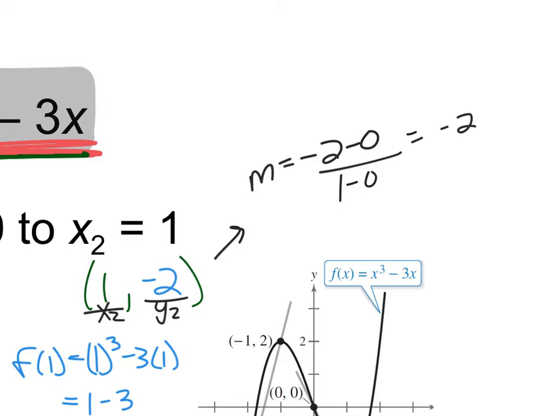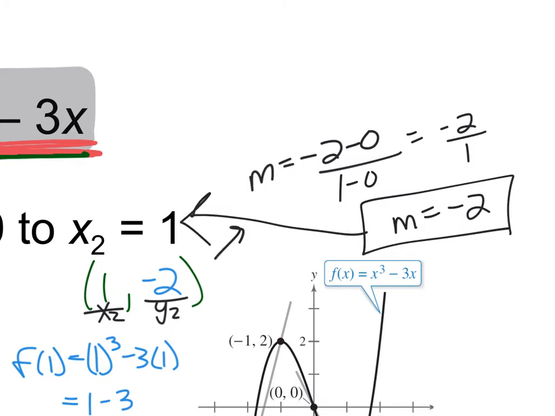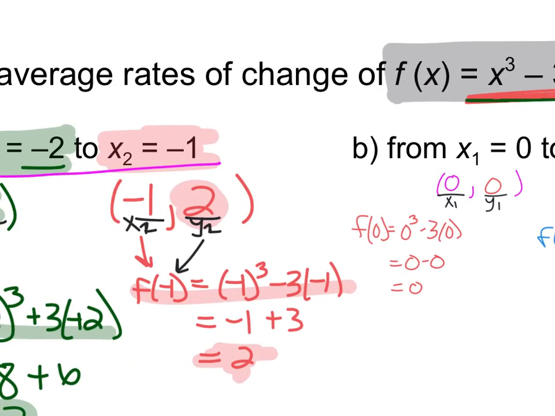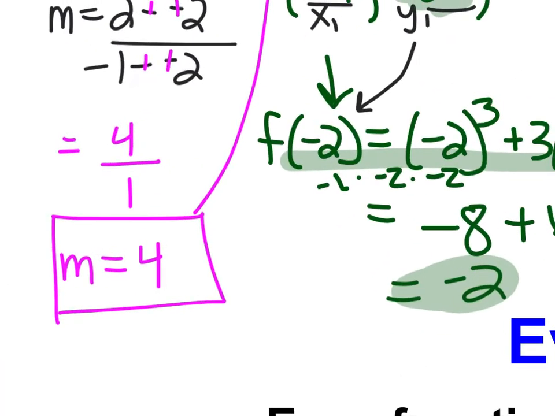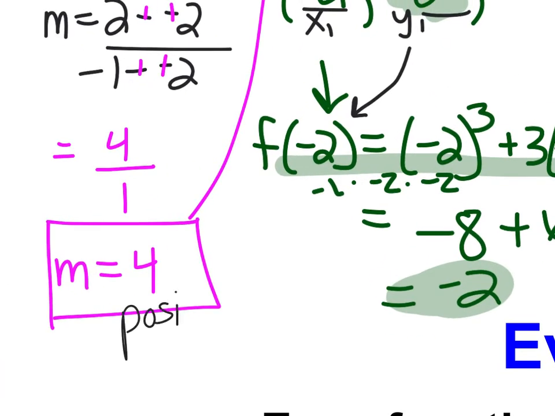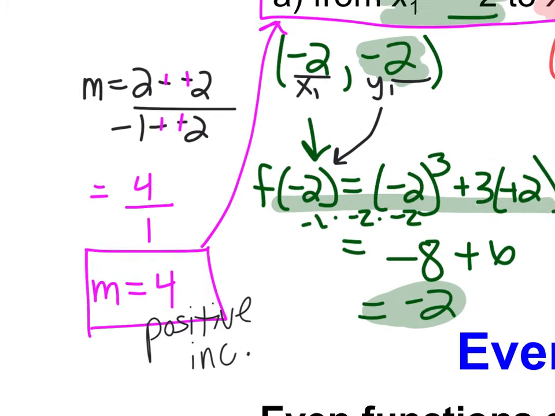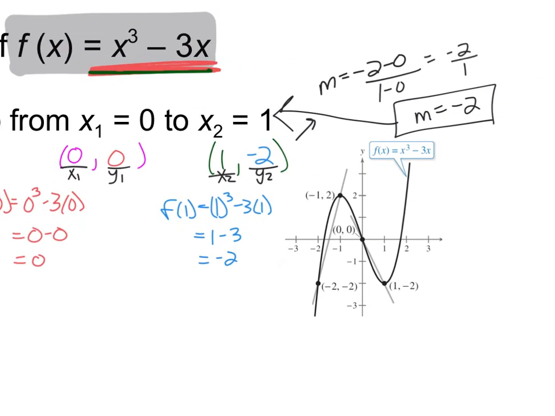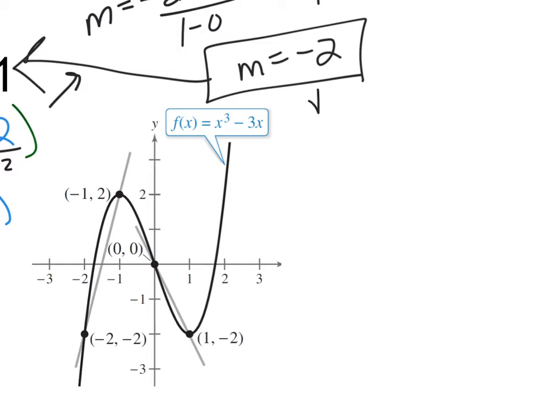So this would be -2 divided by 1, so that average rate of change is -2. So for that letter B, we have a -2, which means if I scroll back over, because we have a positive change, a positive slope, we are increasing between my first 2 points, where x is -2 and x is -1. And then over here, we know that the graph should be decreasing because we have a negative slope.